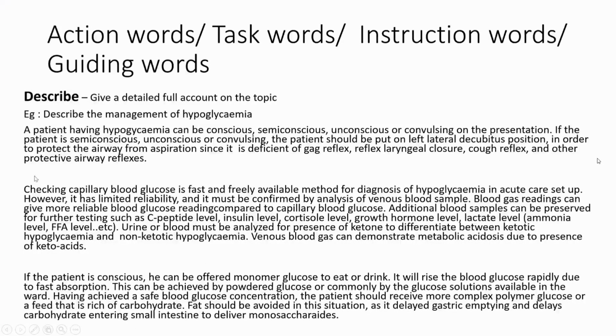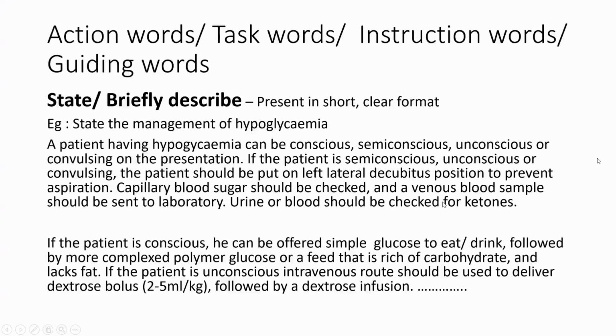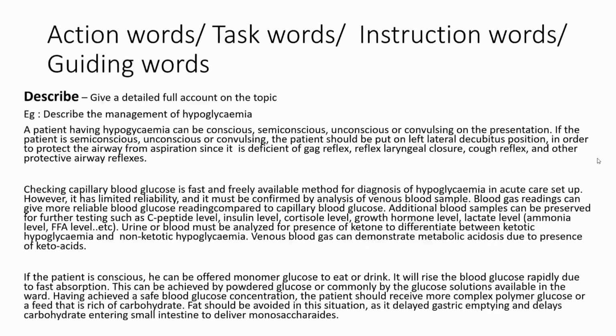So if you see here, checking capillary blood glucose is a fast and freely available method for diagnosing hypoglycemia. Rather than just saying to check the glucose, I am adding a little bit more. And it is useful in an acute care setup. However, it has limited reliability and it must be confirmed with analysis of venous blood samples. So like that, I am elaborating a bit more, giving some reasons there, and putting more weightage into the answer.